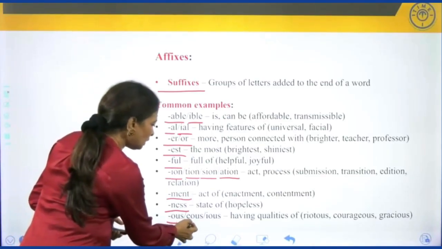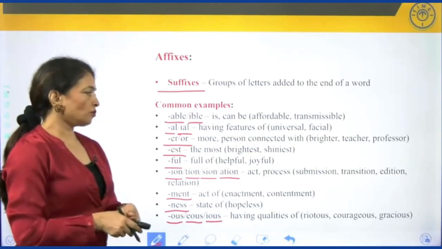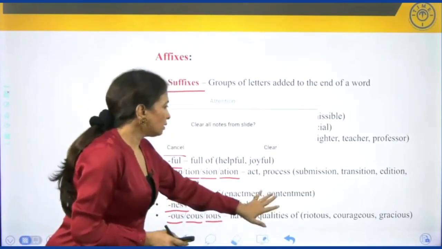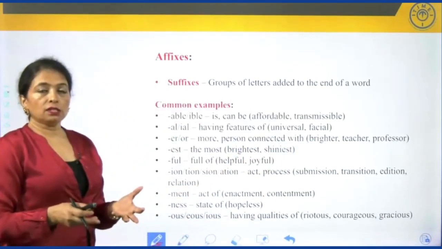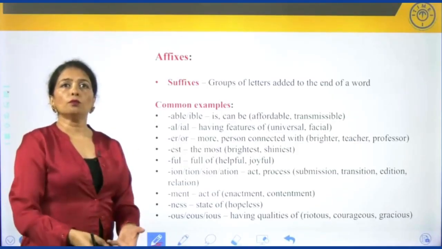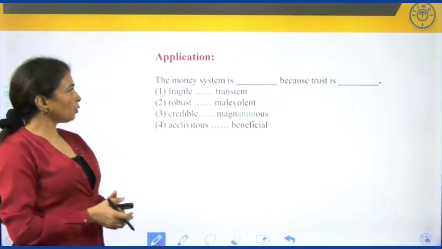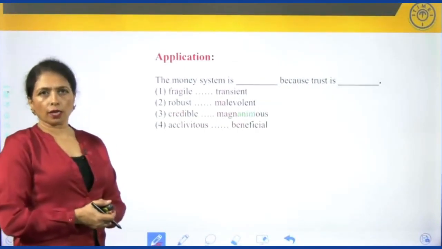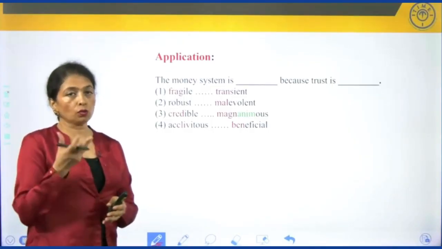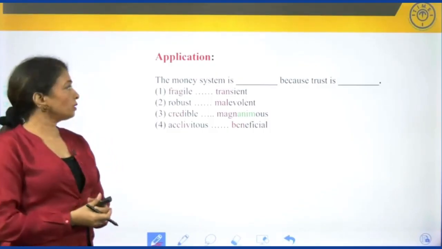Then ous, eous, and ious, which mean having qualities of. So righteous, courageous, gracious. These are a few starters. These should help you move on and try to learn more and more of such words, because now you do know what they mean. Now let's take a look at a question in which there are words which have a lot of root words. So this is the application of your knowledge on root words.